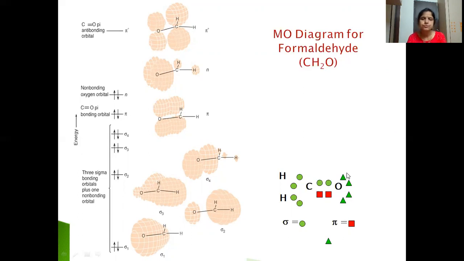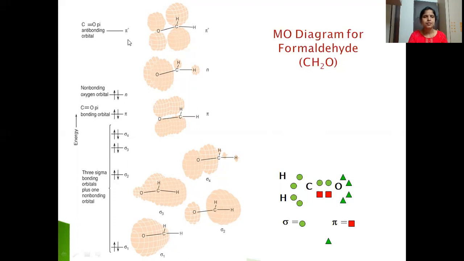There are 2 pairs of non-bonding electrons which are there. So this is the level of N. So there is pi star which is vacant. Now this is sigma bonding. Then we have pi bonding. This is N, means non-bonding. Pi star is anti-bonding, and above pi star there will be sigma star, that is also anti-bonding.